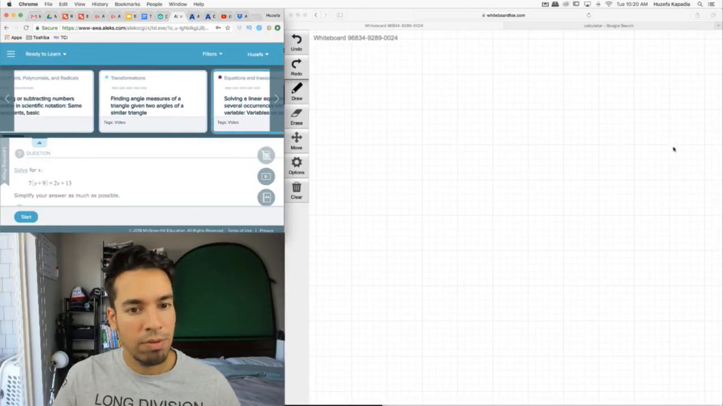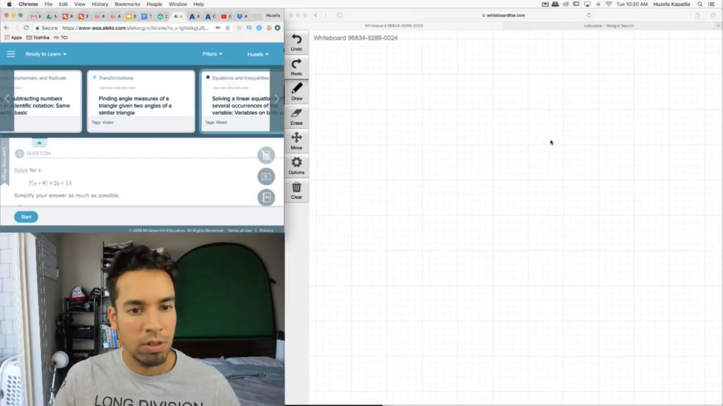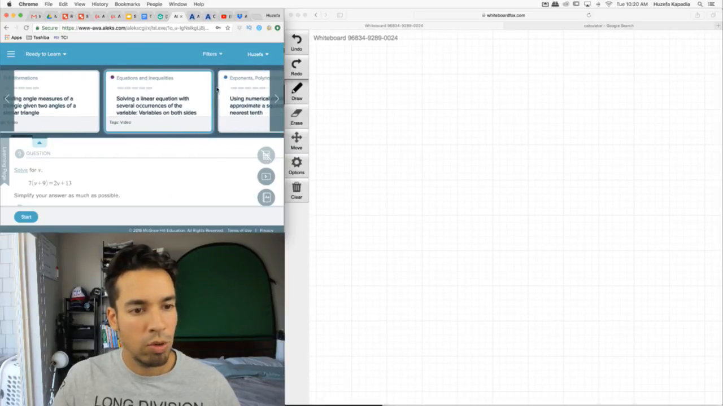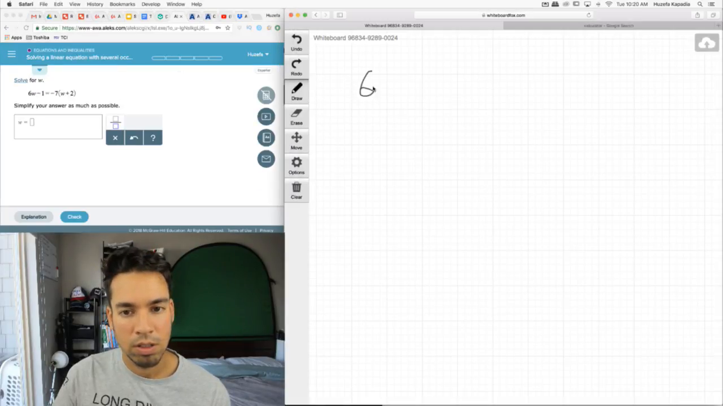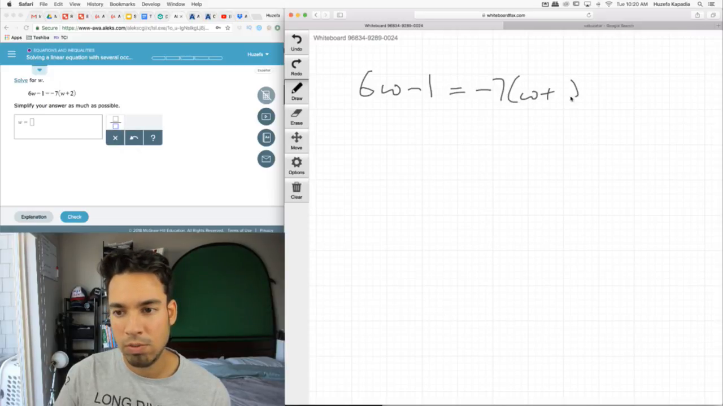All right, solving a linear equation with several occurrences of the variables on both sides. Let's go. 6w minus 1 equals negative 7 times (w plus 2). Simplify as much as possible.